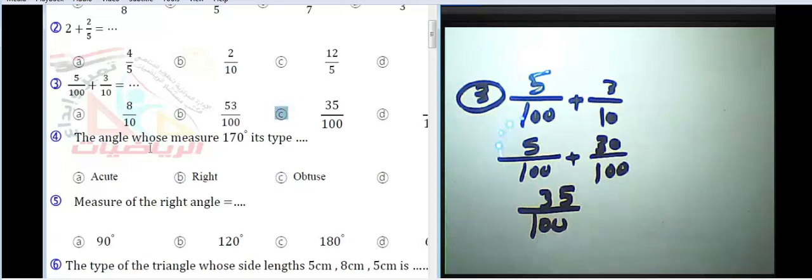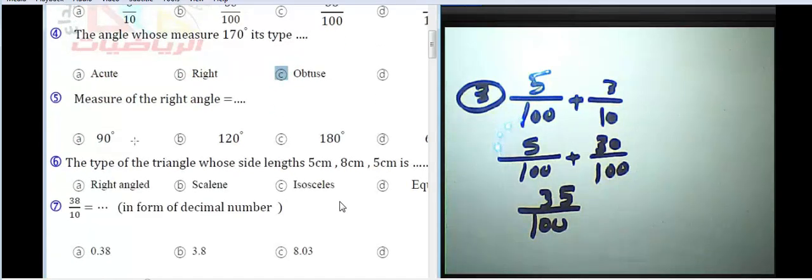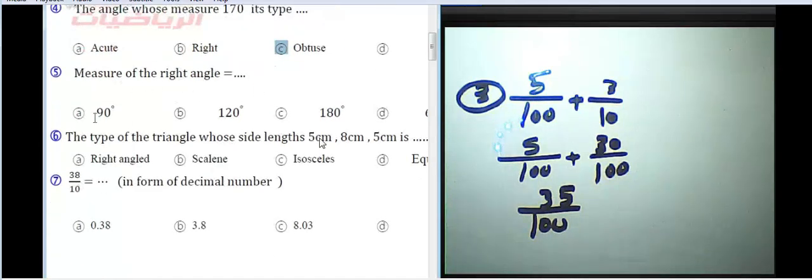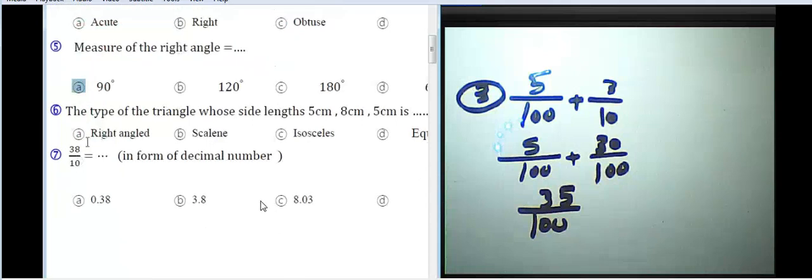Letter C. The angle whose measure is 170 is of type obtuse. The measure of a right angle equals 90 degrees. The type of triangle whose side lengths are 5 cm, 8 cm, 5 cm, we call it an isosceles triangle. Letter C.